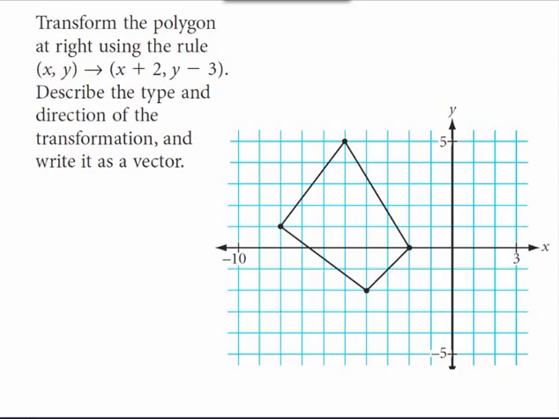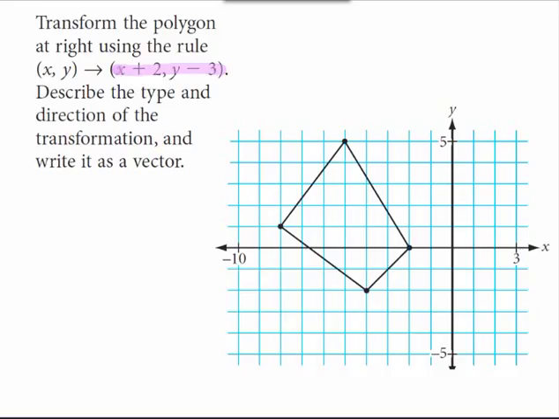We briefly talked about this yesterday, so this should be a little bit of review. It says transform the polygon at right using the rule (x, y) to (x plus 2, y minus 3). Describe the type and direction of the transformation and write it as a vector. So what we're looking at mainly is this right here, and that says x plus 2, y minus 3.